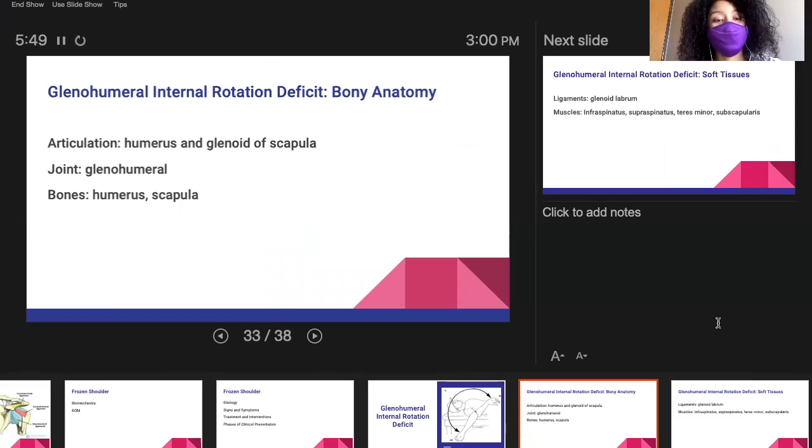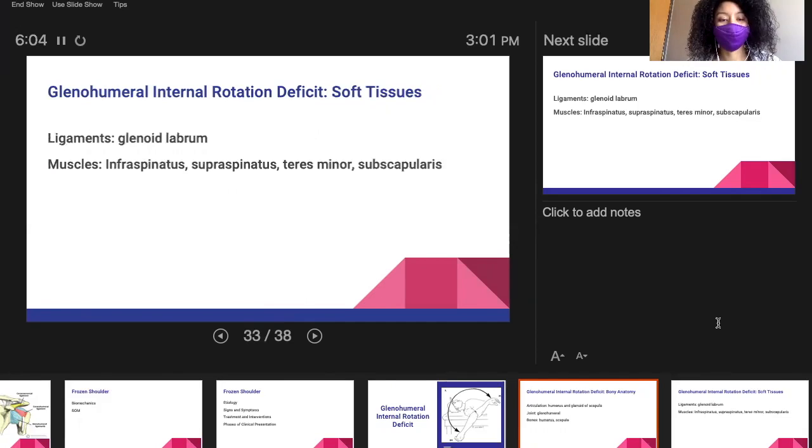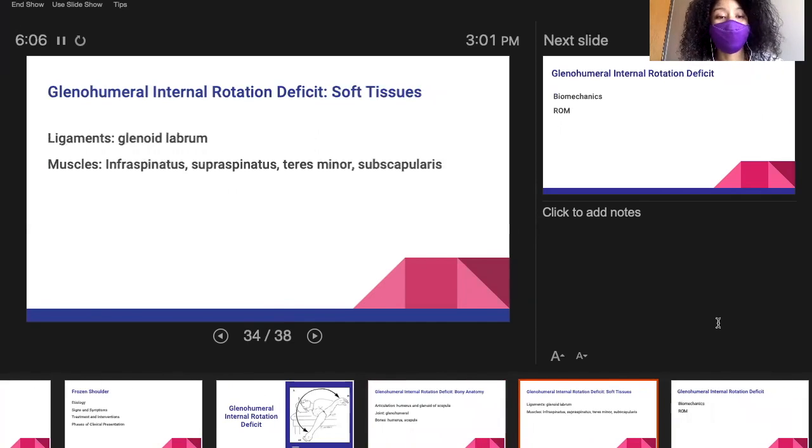Okay, the articulation of this is the humerus and the glenoid of the scapula. And then the joint is the true shoulder joint, the glenohumeral joint. The bones involved are the humerus and the scapula. The ligament involved is the glenoid labrum. And the muscles involved are the infraspinatus, supraspinatus, teres minor, and subscapularis.